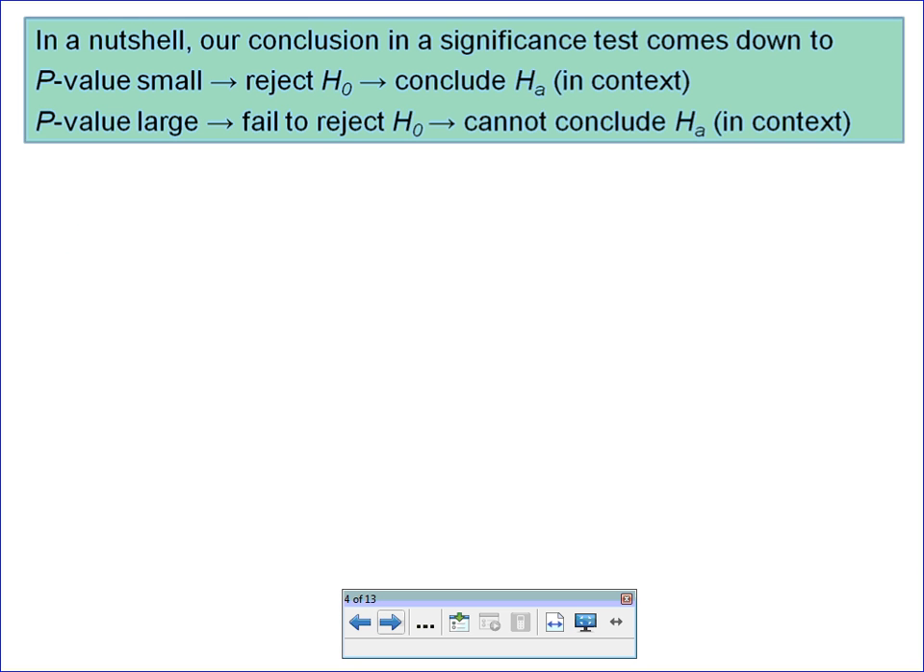In a nutshell, you're going to do one of two things. You're going to have two choices. You get a small p-value and you'll reject the null hypothesis and conclude that the alternative hypothesis is true. You're always going to do that in context. You're going to repeat the question back to them. And we'll practice this in class. Or if the p-value is large, you're going to fail to reject the null hypothesis. Then you're going to say we lack evidence. We do not have sufficient evidence to say blank.